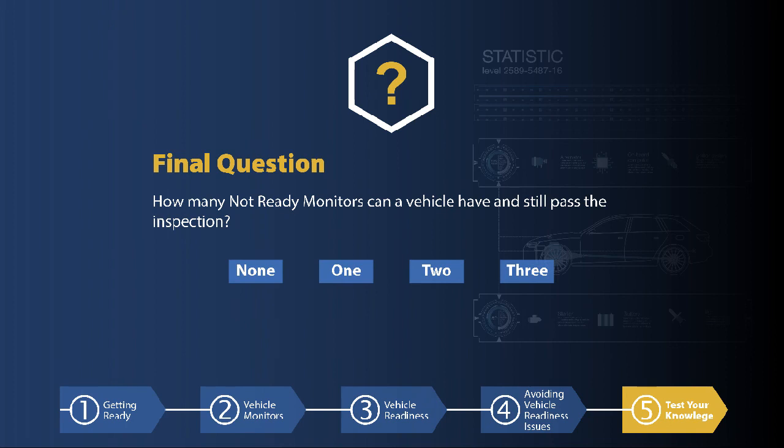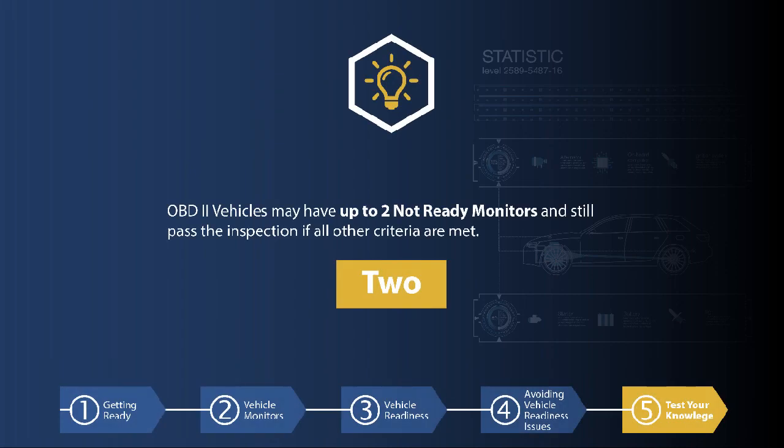Final question. How many not ready monitors can a vehicle have and still pass the inspection? The answer is 2. OBD2 vehicles may have up to 2 not ready monitors and still pass the inspection if all other criteria are met.